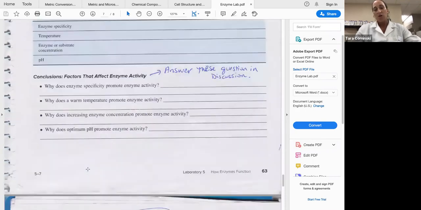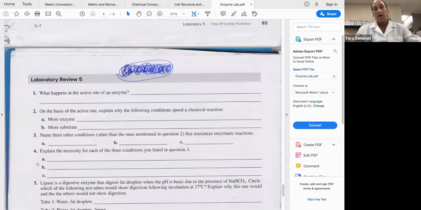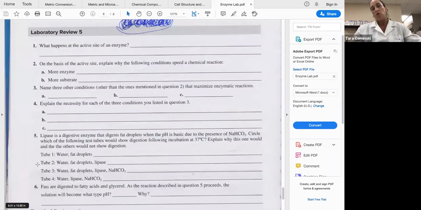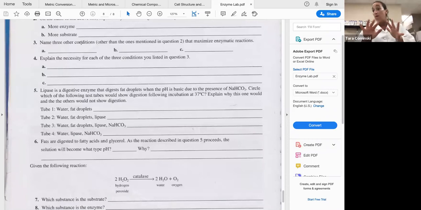The last thing you're going to include in your mini lab report is the answers to the questions, this laboratory review 5 questions. So you'll write them out, number them at the end of your mini lab report. So the only thing you are submitting is a Word document of your Enzyme Lab mini lab report, okay? You're not submitting the PDF, you're just using this as a guide and using it to fill out or write in notes as you listen to the lab demo.